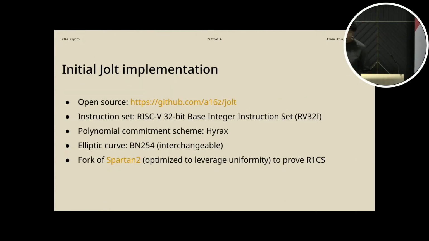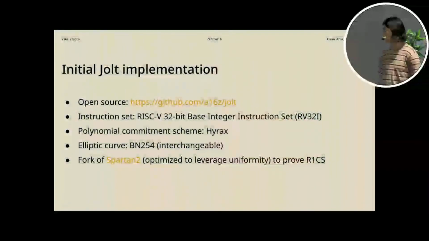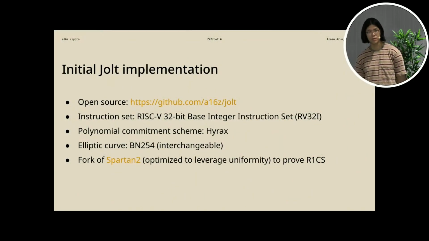All right, yeah, so I'm going to talk a bit about our implementation of Jolt. We released an initial implementation of Jolt in Rust last month. It's fully open source, MIT licensed. You can find the GitHub repository there, a16z/jolt. For the instruction set, we're currently targeting the 32-bit base integer instruction set, aka RV32I. But as we said, this framework is highly extensible, so we have some PRs in the works to add the M extension, and we also think it would be fairly easy to support 64-bit word sizes as well.